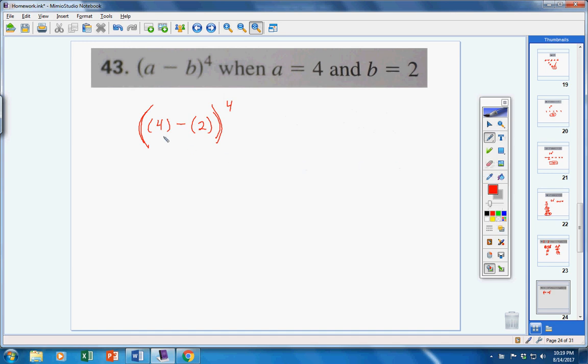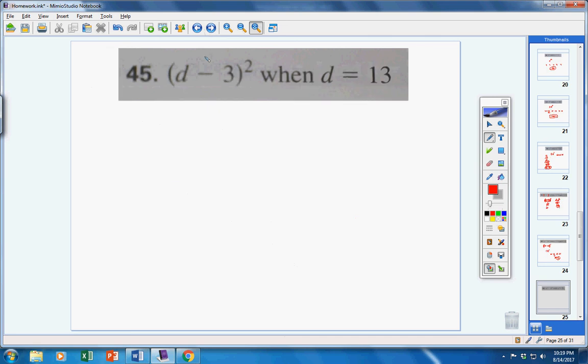You first have to simplify all of this stuff down to one number, and then take that to the 4th power. So 4 minus 2 is 2. 2 to the 4th power. So I write the 2 4 times. 2 times 2 is 4. Times 2 is 8. Times 2 is 16. And there's your answer.